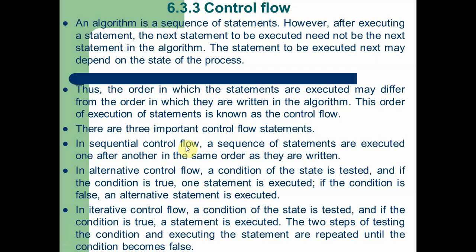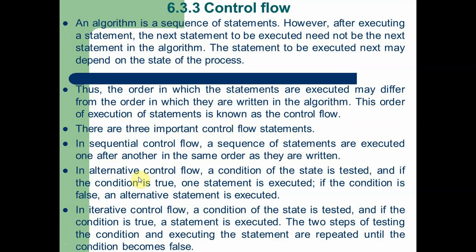In the second control flow, you can see an alternative control flow. A condition of the state is tested, and if the condition is true, one statement is executed. If the condition is false, an alternative statement is executed. Here in alternative control flow, skipping is implemented. Some statements are skipped, some statements are executed. So depending upon some condition, we skip some statements and execute the alternative statements. This is called the alternative control flow.